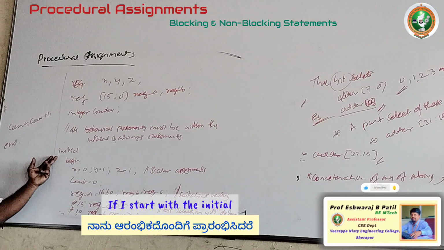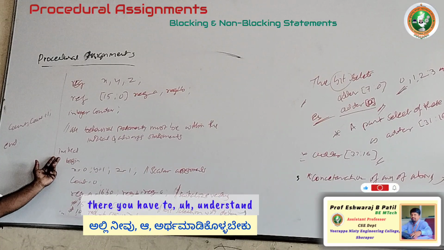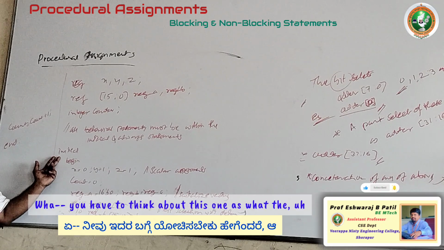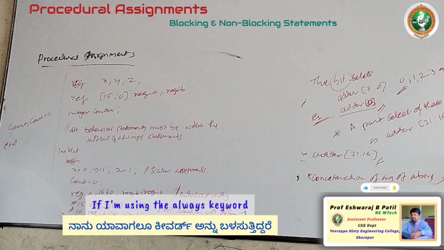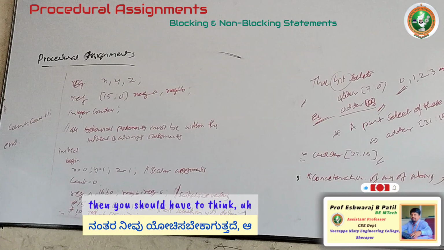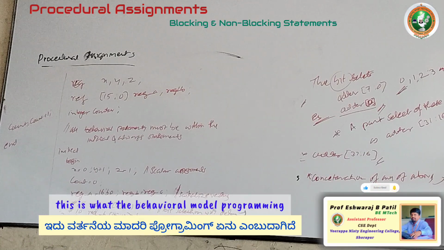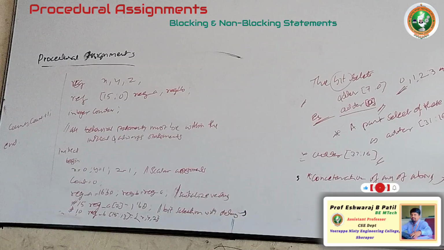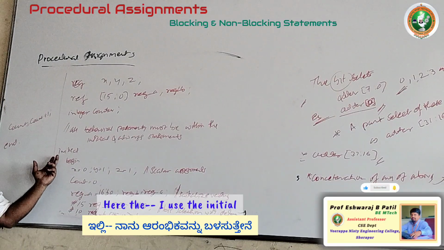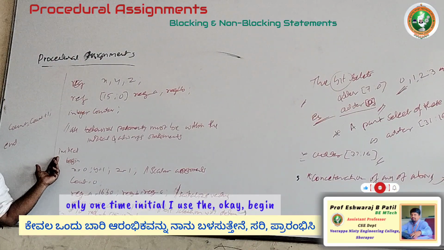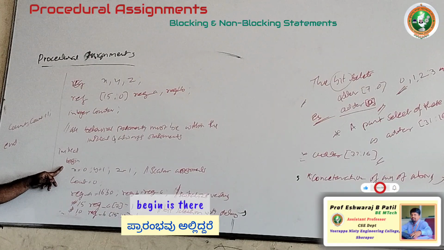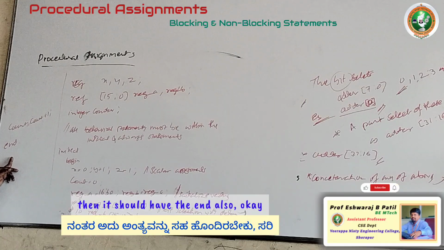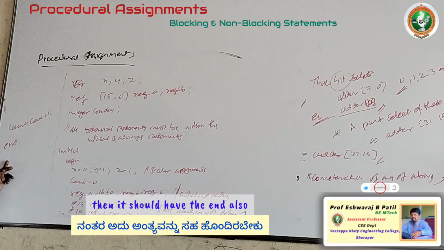If I start with initial, you have to think of this as a behavioral statement only. If I am using the always keyword and the initial statements, then you should think of this as behavioral model programming, behavioral model description. Here I used initial only one time. Begin and end are here. If begin is there, then it should have the end also.